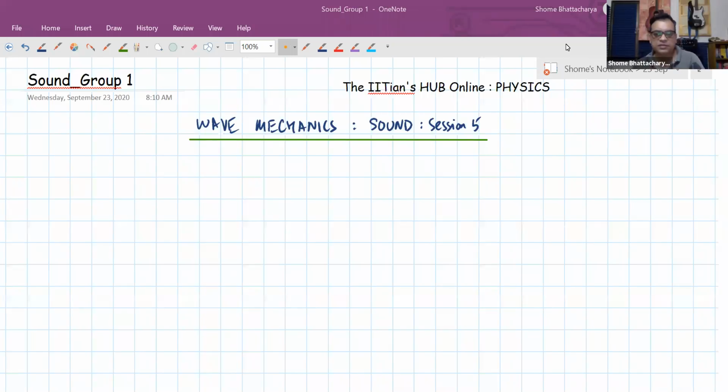So any doubts from H.C. Verma or the booklet so far? Okay, so we'll continue ahead with standing waves.